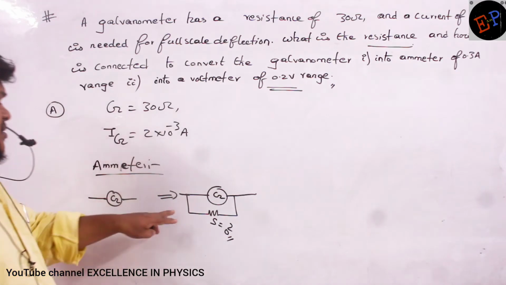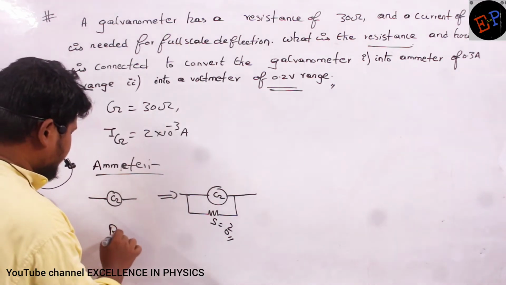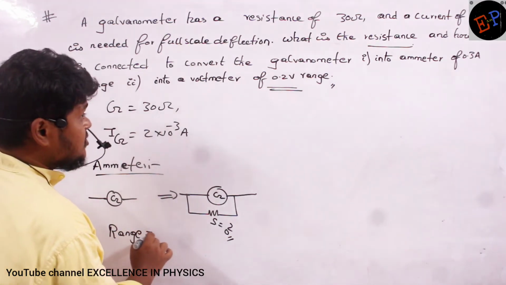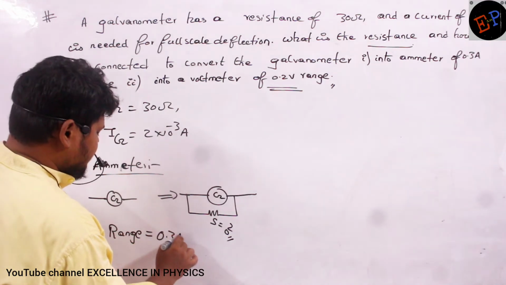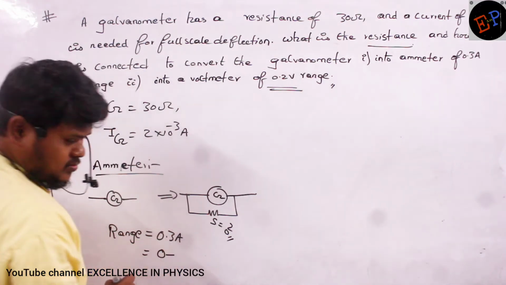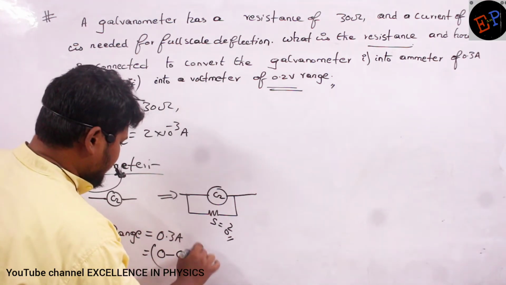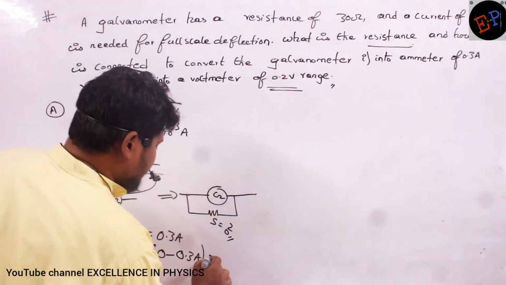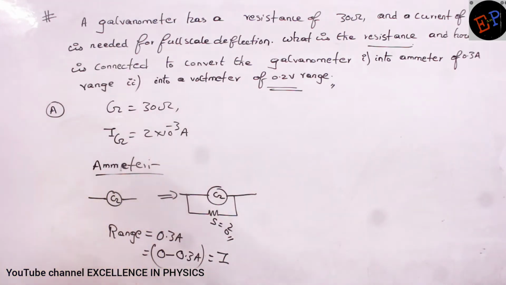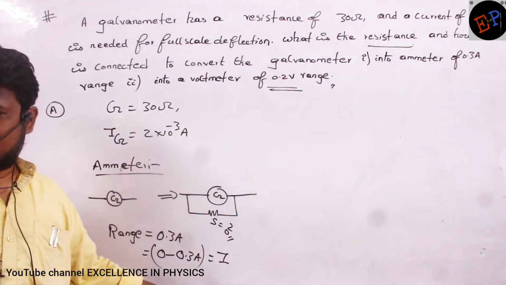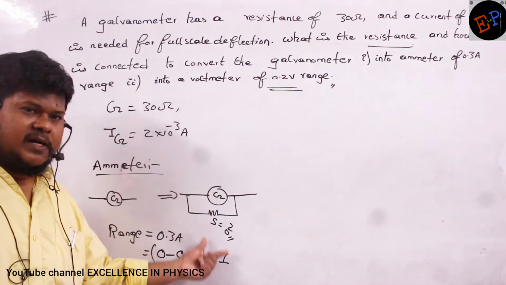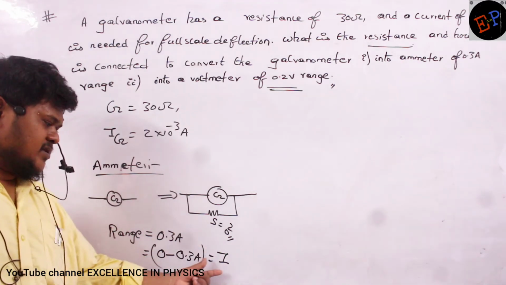And what is the range of the ammeter? The range of the ammeter is 0.3 amperes. It means it is 0 to 0.3 amperes. That is the range of the ammeter. This maximum amount of current is also called I. Yesterday we studied all these values. What is I? The maximum value of current that can be measured with this ammeter.